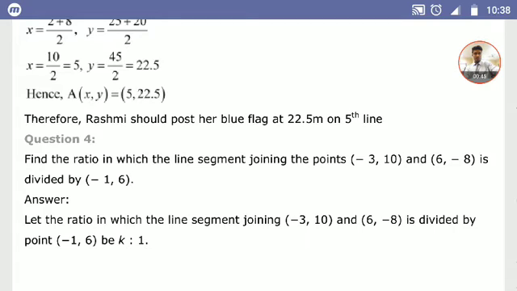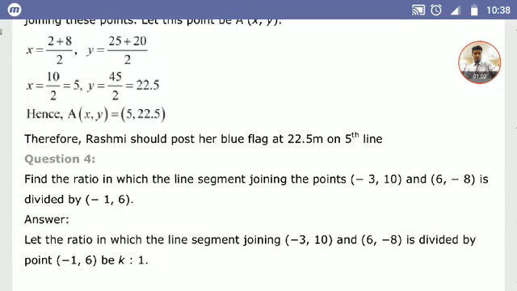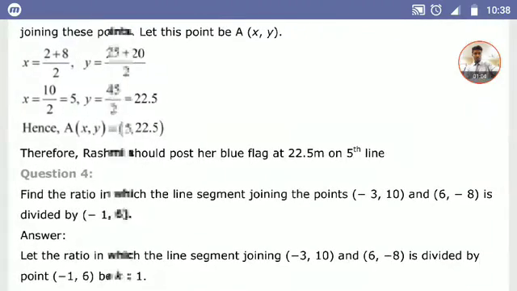Now your x1, supposing you calculate x1, your x1 is minus 3, x2 is 6, but your x is minus 1, the required point. So your k into 6 minus 3 divided by k plus 1 is equal to minus 1. Okay, similarly y1 and y2 are minus 8 and 10 respectively. So your equation will be minus 8k plus 10 divided by k plus 1 is equal to 6.